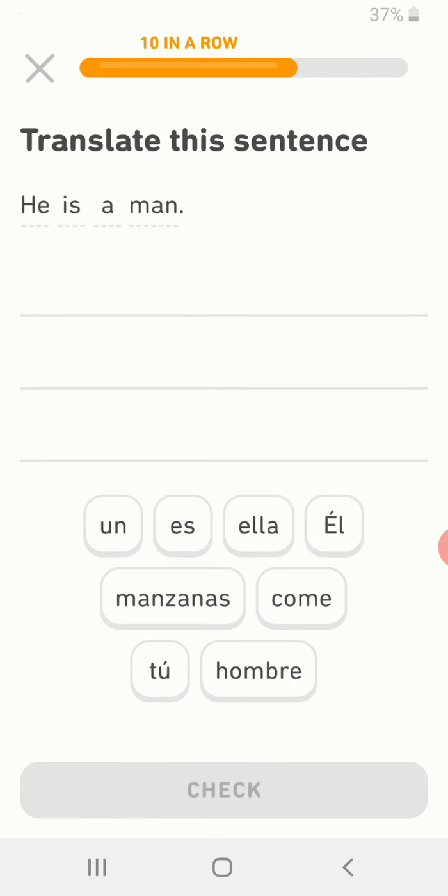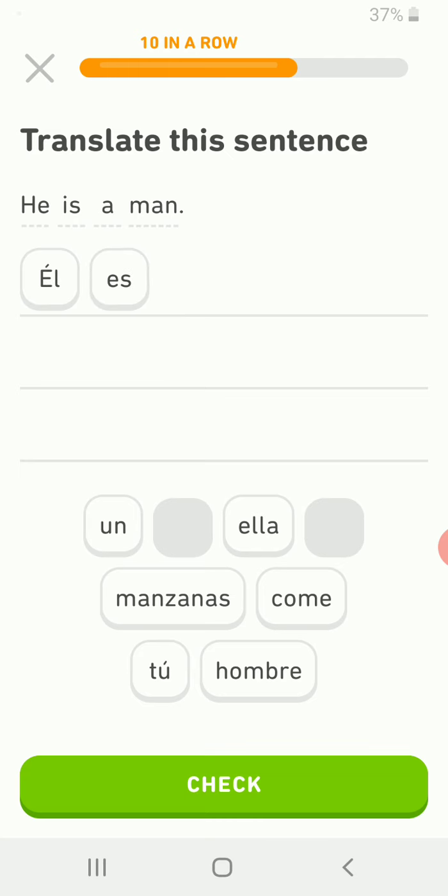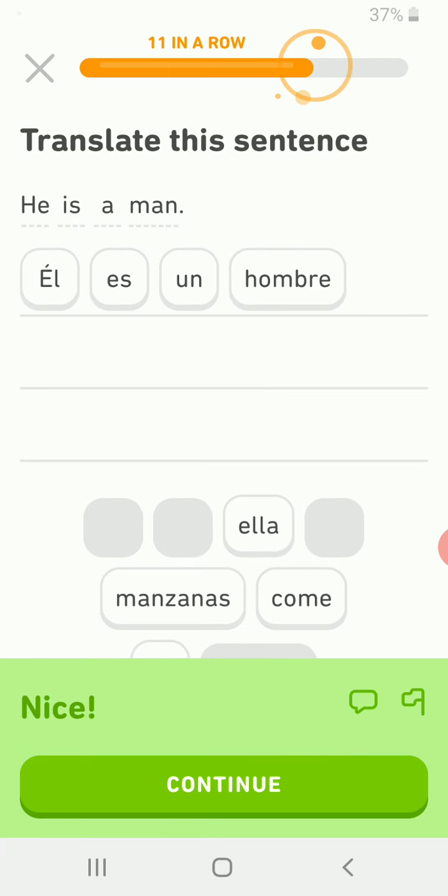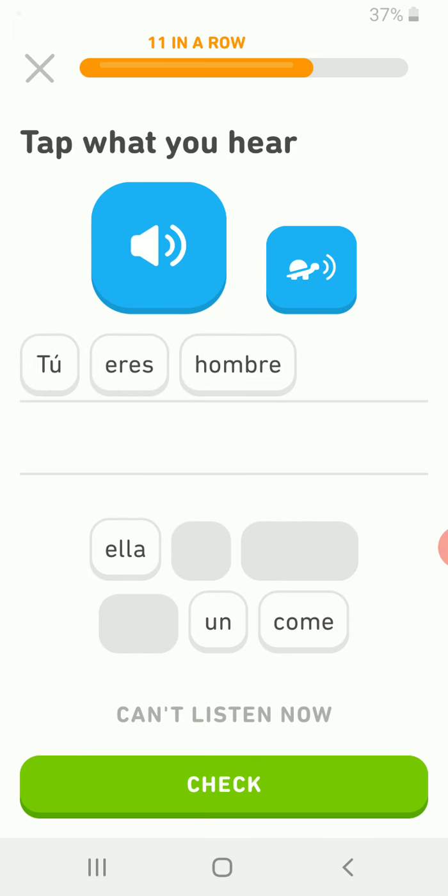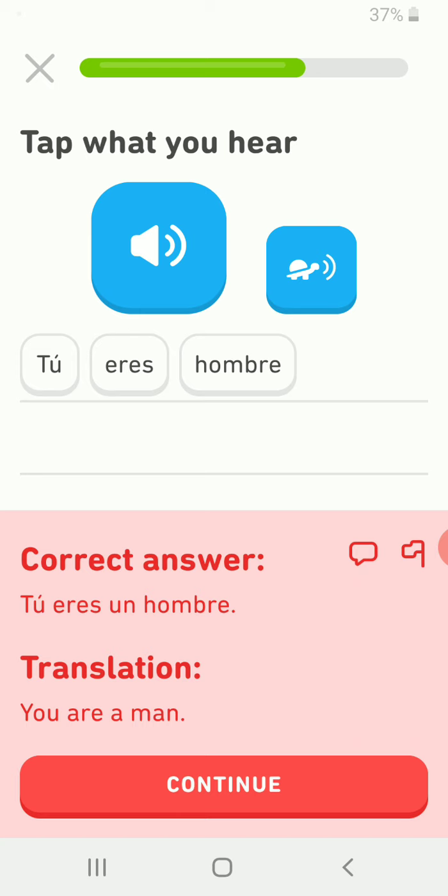Very easy. He is a man. Él es un hombre. Something interesting to observe is that the word hombre has a silent letter H at the beginning. So we don't pronounce the H. Él es un hombre. Very good. Tú eres un hombre. You are a man. Tú eres un hombre.